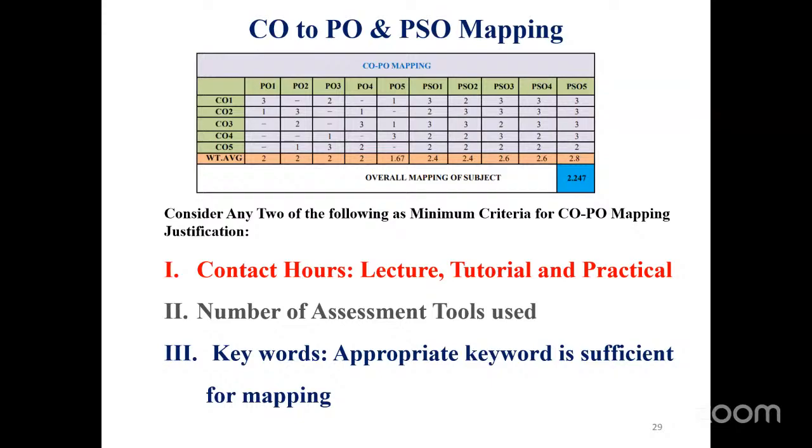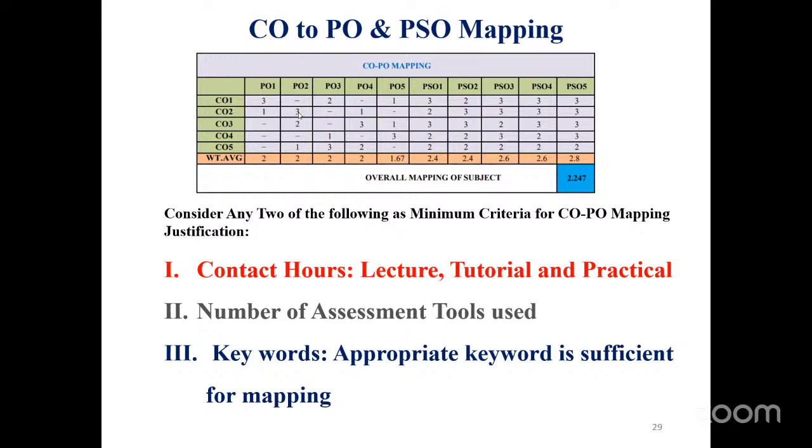CO1 maps to PO1 with the value 3. CO1 does not map to PO2. CO1 is mapped to PO5, and CO1 to PSO1, PSO2, PSO3, PSO4, PSO5. Like this.